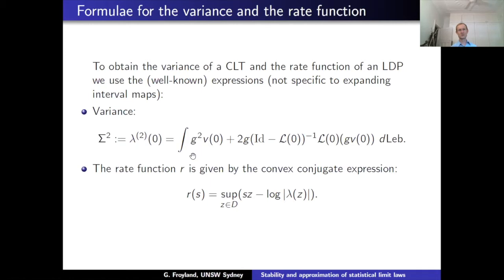The rate function, for not obvious reasons, but I can't explain everything in this talk, is given by a convex conjugate expression. This is very standard when people do rate functions. For this to apply, you have to show that log lambda is a convex function, so that's something you have to prove. But once you have that, you know the rate function is given by this. So this is some optimization we're going to have to do, but it's a convex optimization.